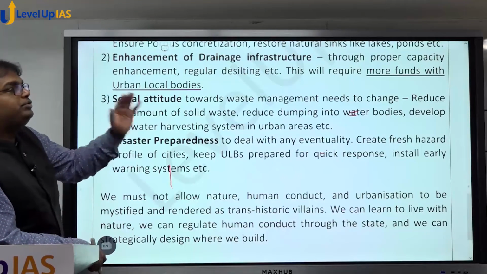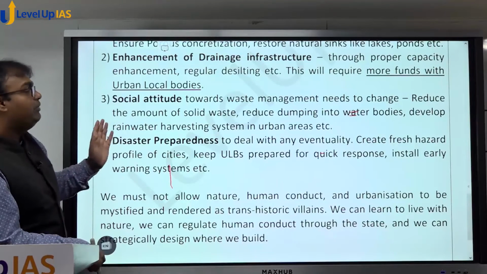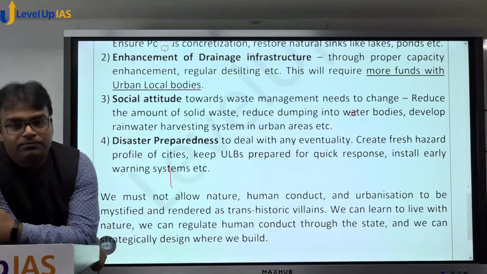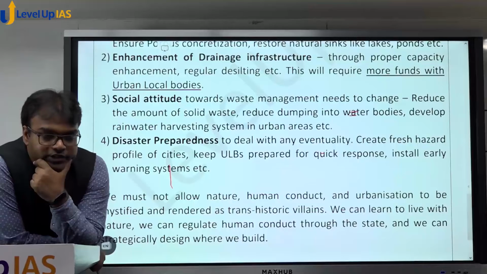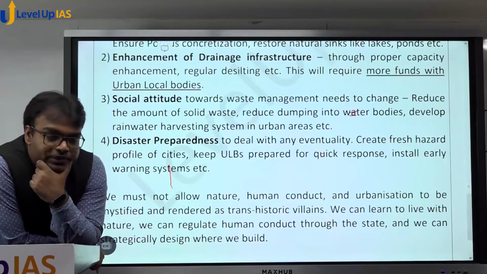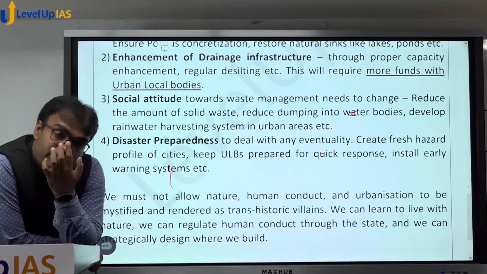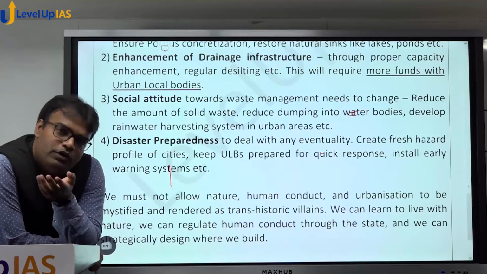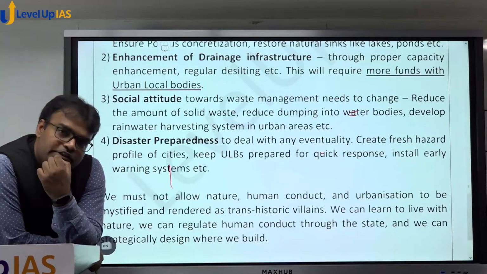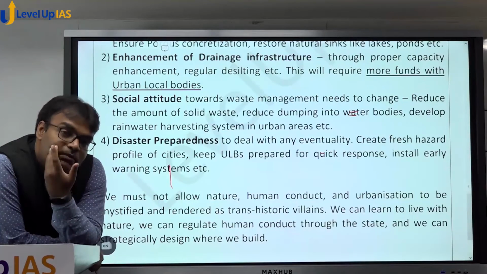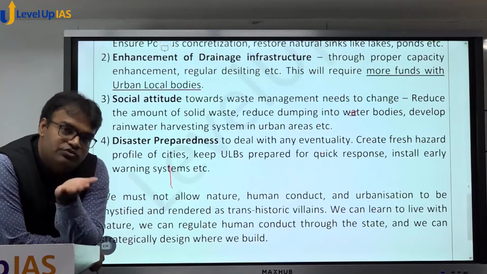Then we can reduce dumping into water bodies. We can develop rainwater harvesting systems. Now, if in Hyderabad every home, every building had a proper rainwater harvesting system, even then what would have happened? Even if a lot of rainfall had taken place, most of the water would have got stored in that rainwater harvesting system, leading to less water being available to flow on the roads and create the situation of floods.